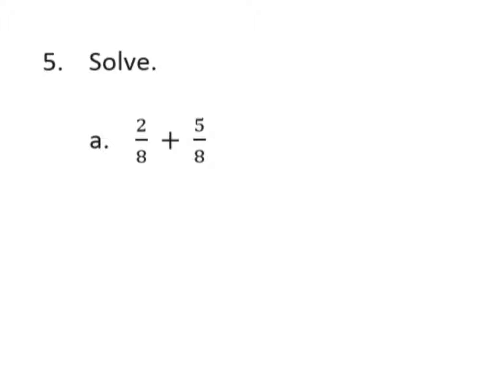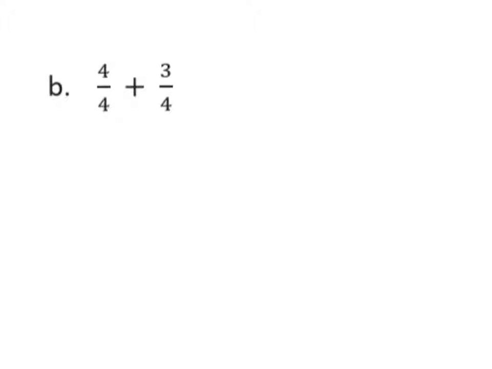Look at number 5, letter A, 2/8 plus 5/8. First we need to add the numerators. 2 plus 5 equals 7. The denominator stays the same, so my answer is 7/8.